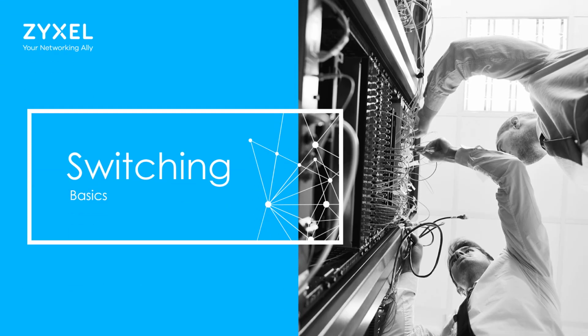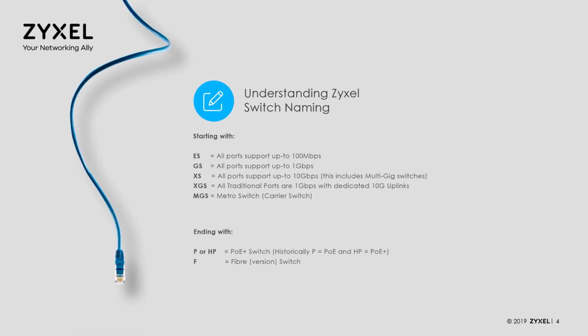So let's dive straight into looking at switching basics, and we'll start with understanding the actual Zyxel naming convention. This is often very unclear to customers, so believe it or not, there is actually some logic behind it. When we're looking at the naming convention of switches, beginning with ES means that all the switch ports actually support up to 100 megabits per second. We don't actually have many ES switches left in our portfolio, as today's requirements really require 1 gig as a minimum. Which leads us on to the GS, so any switches beginning with GS shows that all the ports on the switch are actually 1 gig.